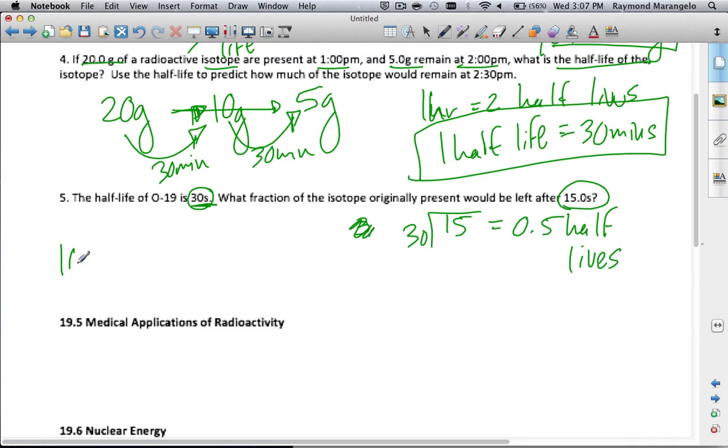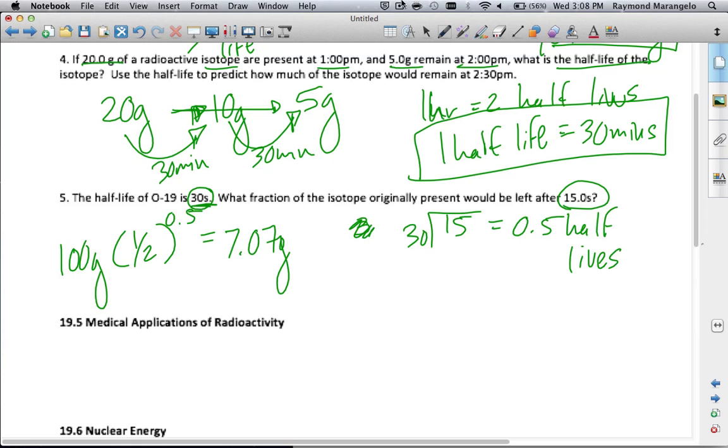All right, so let's say you started with 100 grams. If you started with 100 grams times a half raised to the 0.5, when you do that, I believe you're only going to get 7.07 grams. Let's double check that. 100 times 0.5 raised to the 0.5.